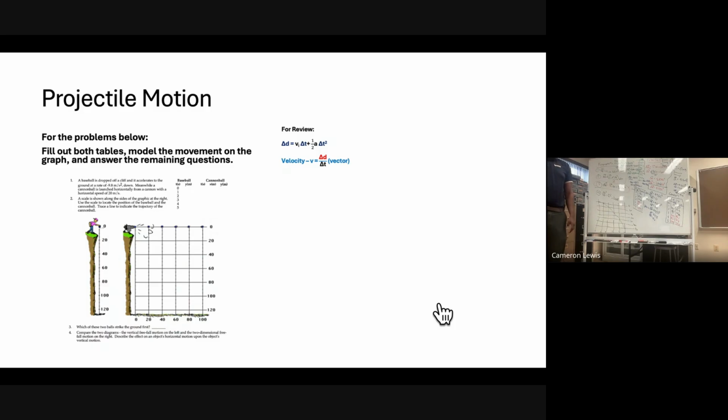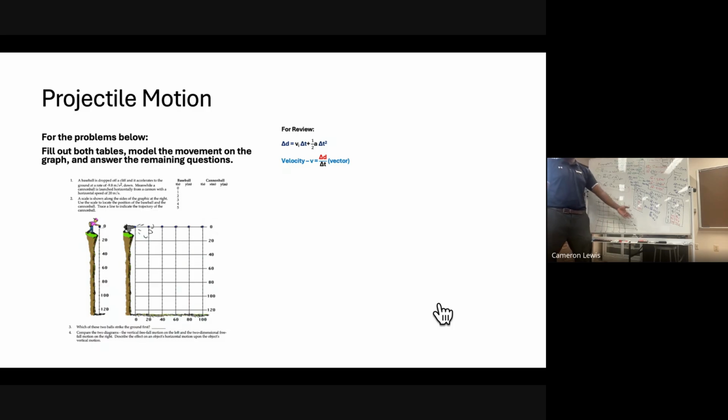The cannonball goes farther, yes, horizontally. But think about it. When we're talking about when it hits the ground, it might go a little bit farther, but when will it hit the ground? At the same time. That's logical, but also look at the numbers. If the cliff is 120 meters high, when does it reach that point for the baseball?